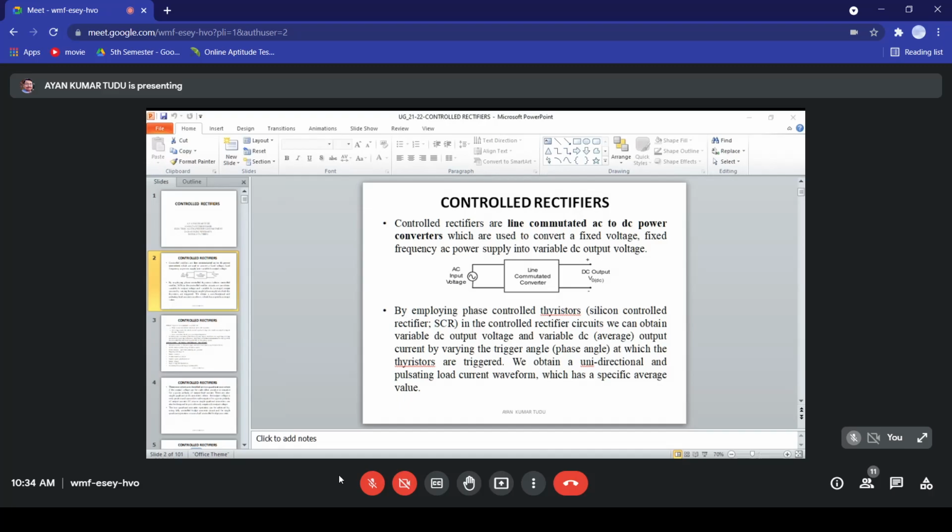We'll later see that there are actually different types of line commutated converters where we convert the AC input voltage into variable AC output voltage also, and we can also convert the AC input voltage into AC output voltage of different frequencies. We'll be seeing it in the next slide only. Let us first talk about what we will be covering in our class.